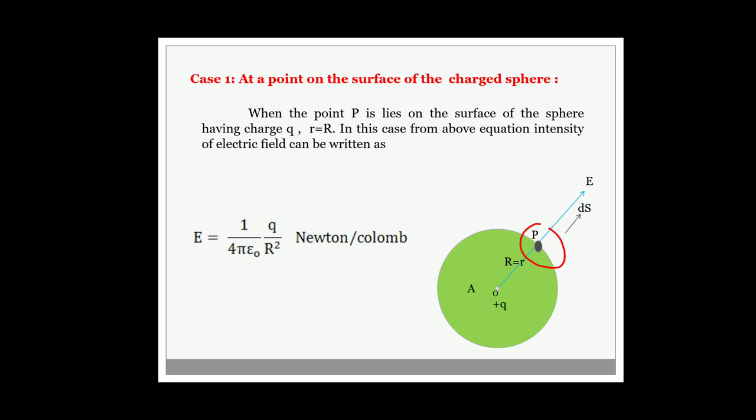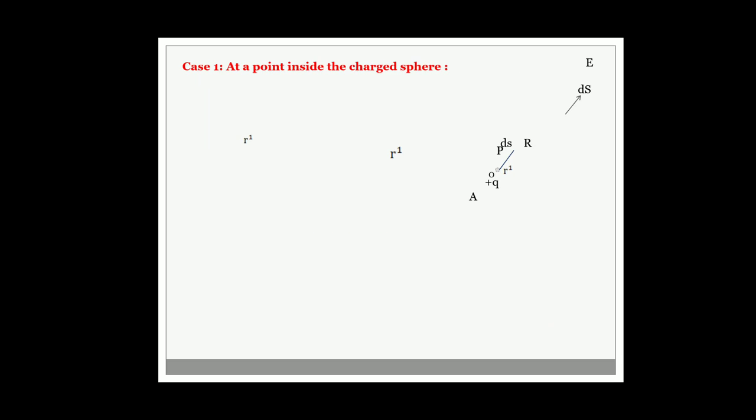Small r is the distance between O and P. So when we apply small r equal to capital R in the previous equation, that is E is equal to 1 by 4 pi epsilon naught into Q by capital R square.